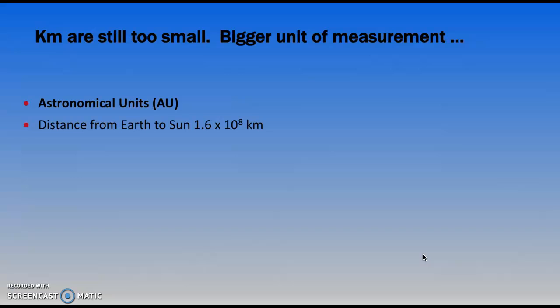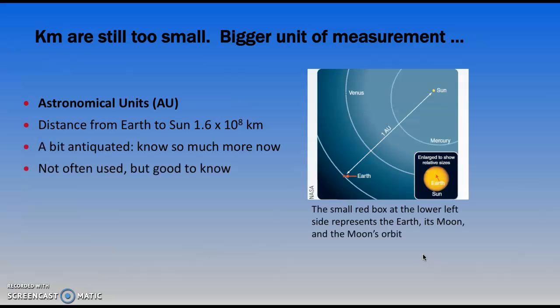So scientists drew out another unit of measurement called an astronomical unit, which is the distance between the Earth and the Sun. You don't need to really concentrate on that. It's antiquated. We know so much more now. We really don't use AUs, but I wanted you to know it because I really love history, and the history in astronomy is so long and so important. So I thought I'd let you know.